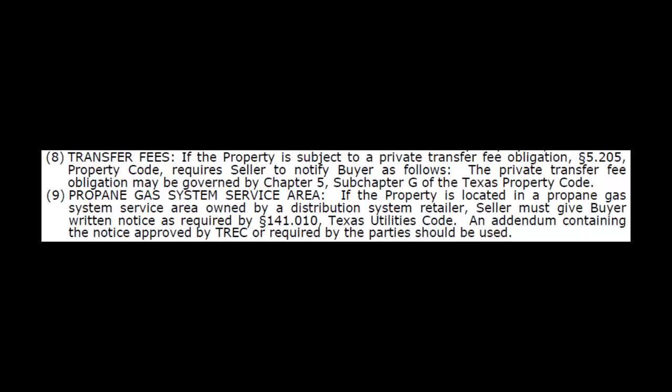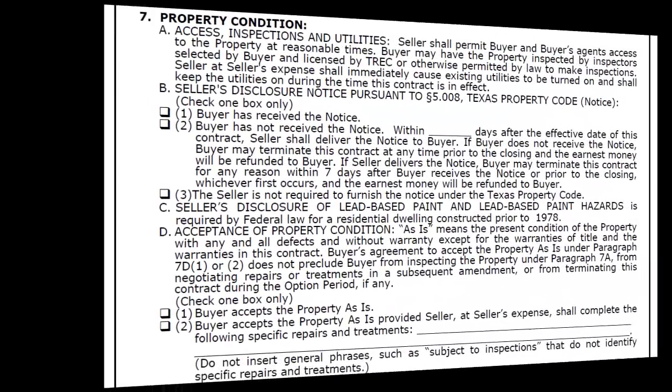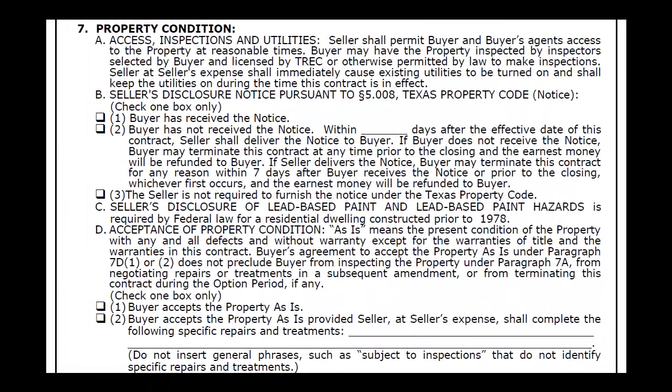All right, propane gas system service area. There's actually a TREC promulgated addendum for this. If you're in an area that is serviced by one singular propane gas company, then there's an addendum you need to fill out. It's going to just be for a rural type situation. If you're in that area, you're going to get a notice, and it's just not going to apply to many folks, so I'm going to move on. Paragraph 7, property condition.